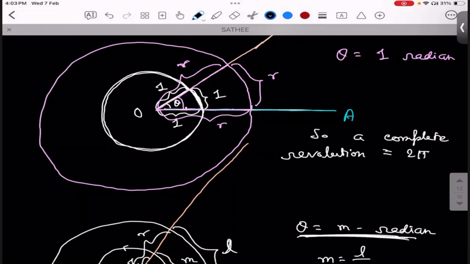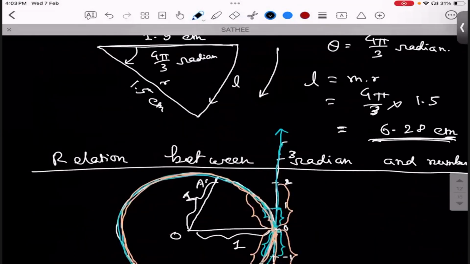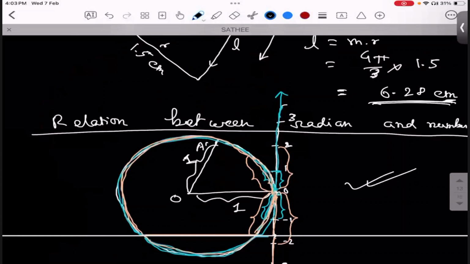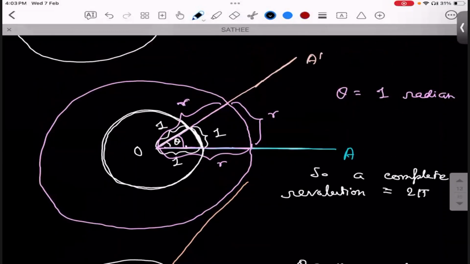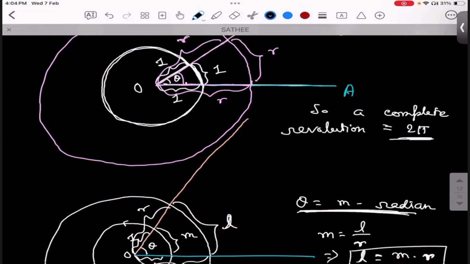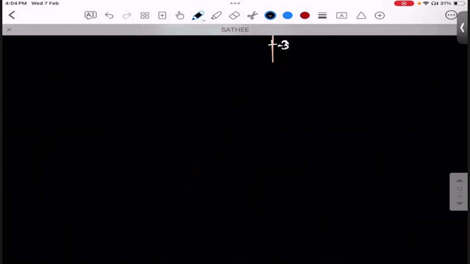Right? So if I compare this with this concept, then I can say if the initial state and the terminal state do a complete revolution, then the distance covered by the terminal state from the initial state is 2 pi. So we can say a complete revolution is equal to 2 pi radian.